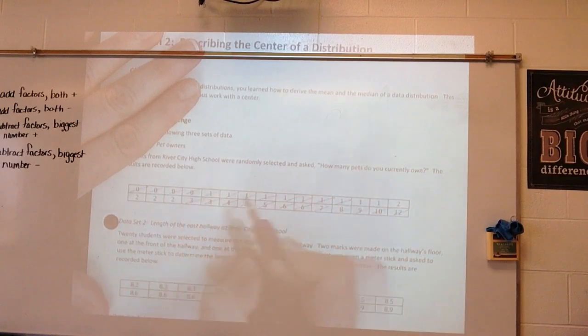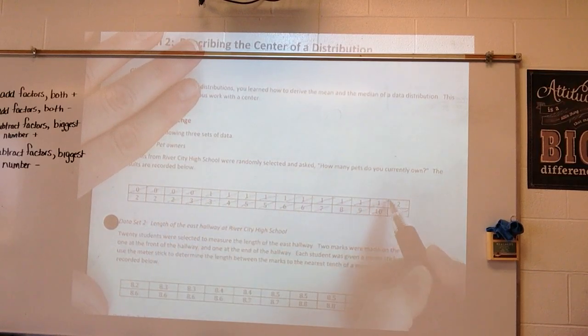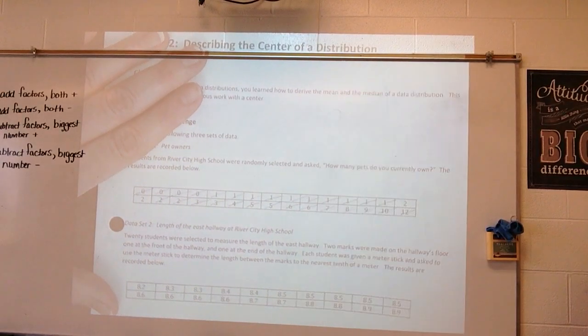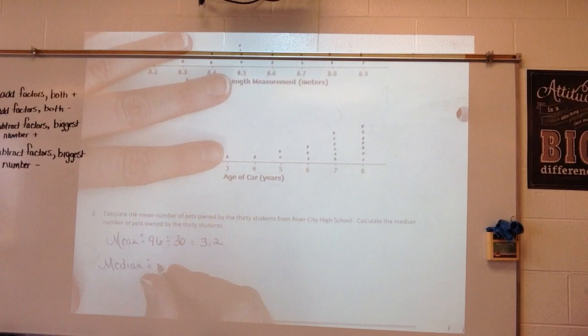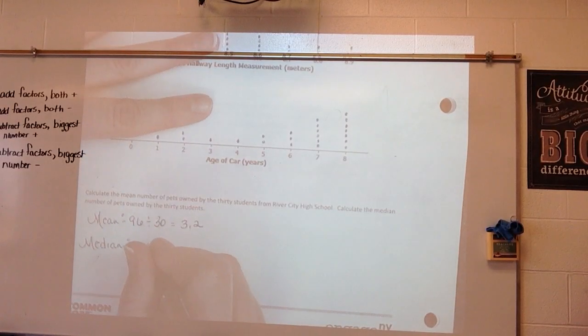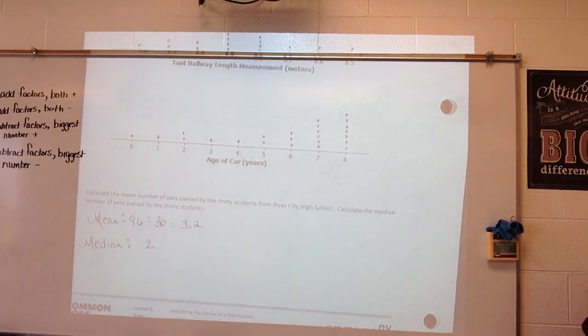One for one. Alright, and what happens when I get 2 in the middle? Well, it's 2 and 2. Normally we would add those together and divide by 2, but since they're both 2, I know that the median number is 2.